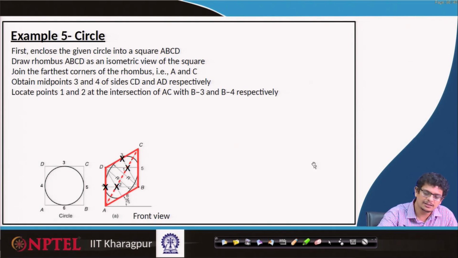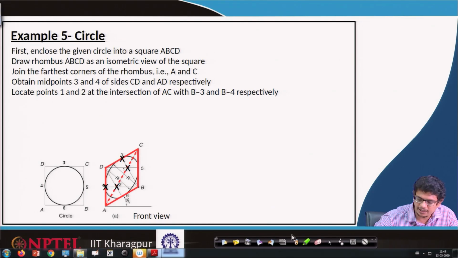Once that is done, join B to C by a line. Similarly, join B to 4 by a line and join A to C, the diagonal line. Wherever this intersection is happening, call that point 2 and 1. I repeat. Join B to that 4th point, similarly join B to the 3rd point, wherever it is going to intersect the diagonal, call those points 1 and 2.